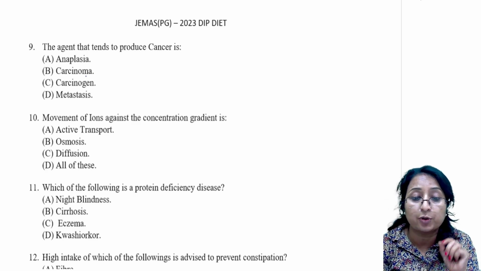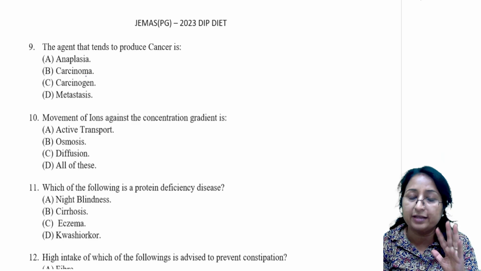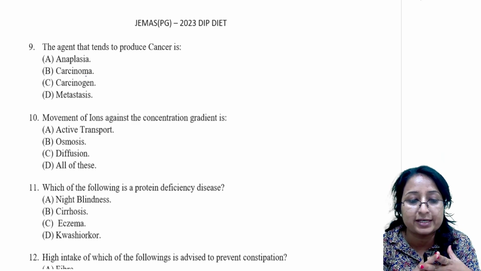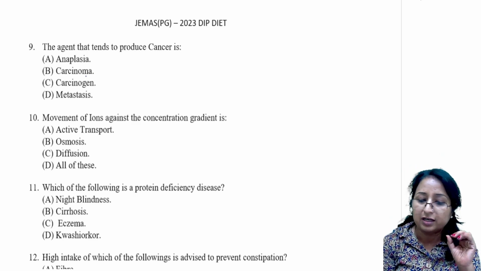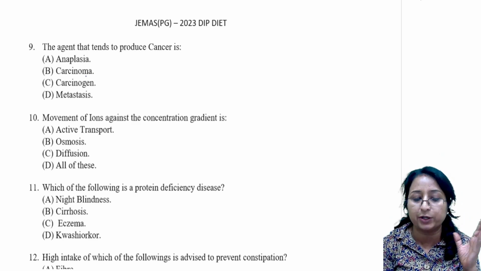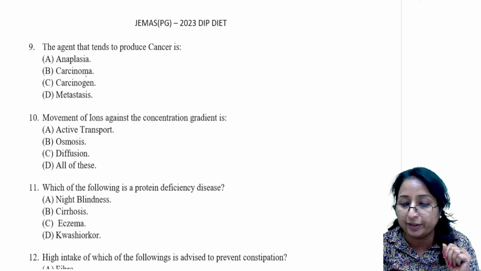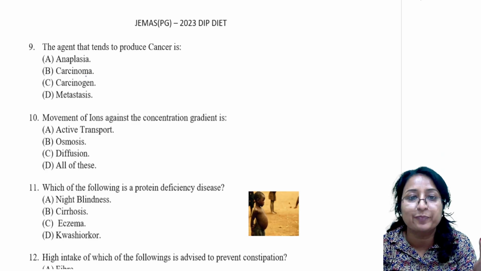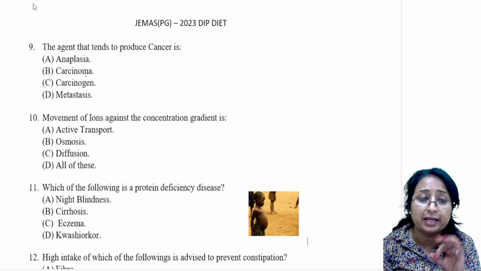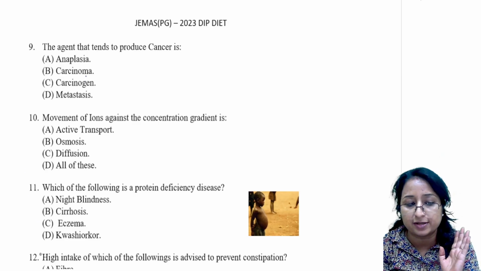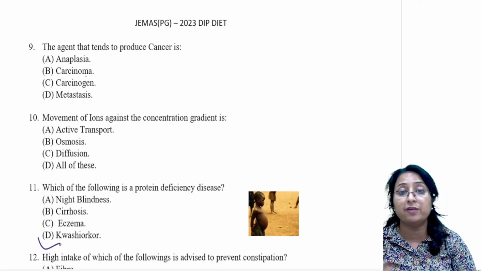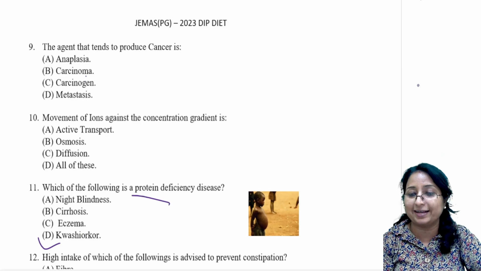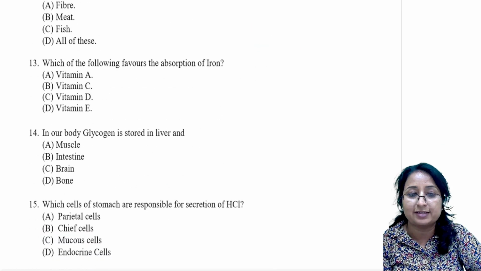Which of the following is a protein deficiency disease? Okay, this may be easy for you, but let's see. Night blindness, cirrhosis, eczema, or Kwashiorkor. Kwashiorkor we have read about in class 8 or 10. So what would be the answer? As you can see in the picture, the answer is Kwashiorkor. And if there is marasmus, marasmus is also an answer, if there is the option of marasmus as well. So have much more protein in your diet. Okay, increase protein.